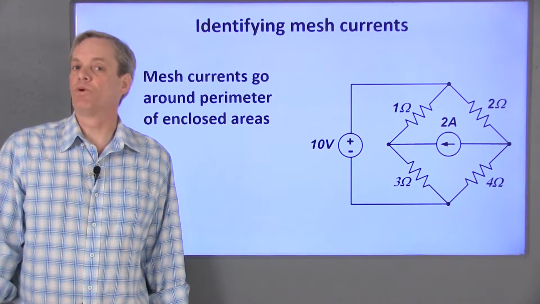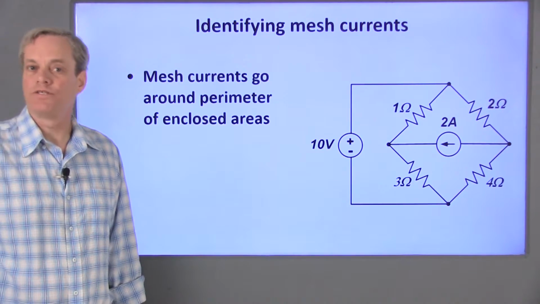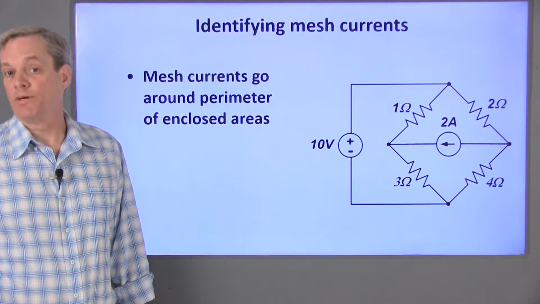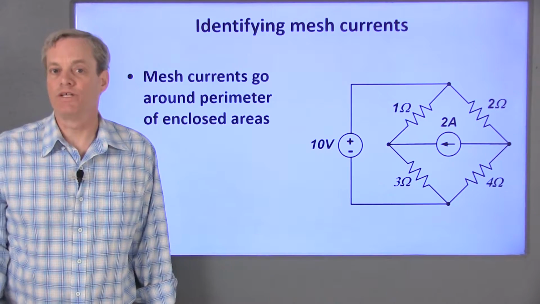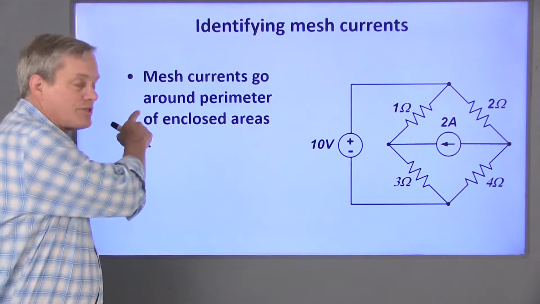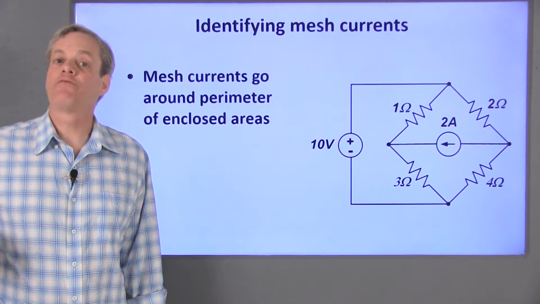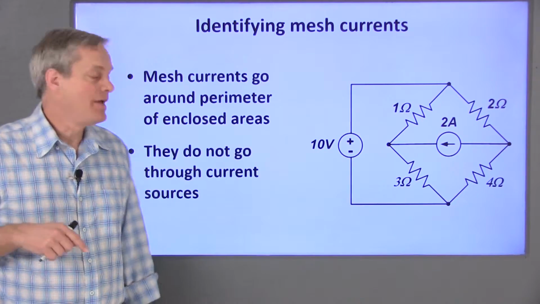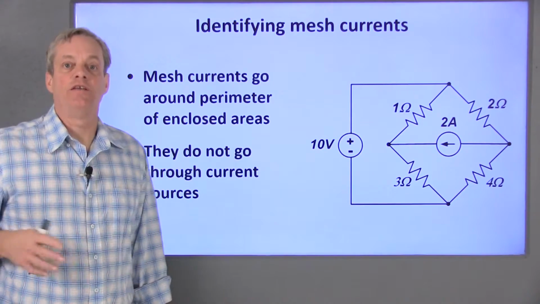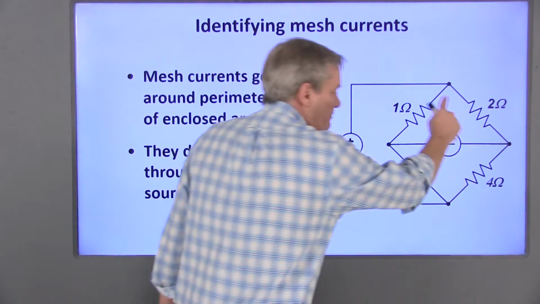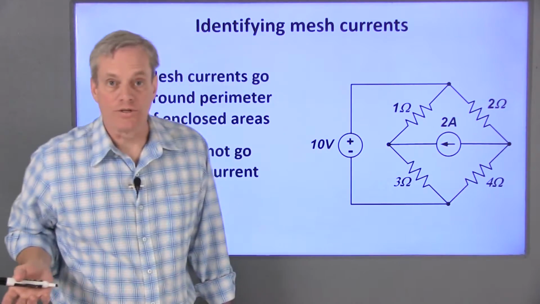Identifying mesh currents is important, since that'll tell you how many equations you need to write and solve. Here are a few guidelines about how to determine the number of equations you'll need if you use mesh analysis. Mesh currents go around the perimeter of enclosed non-overlapping areas after you've removed current sources. If you define them efficiently, no mesh currents will go through current sources. This circuit, for example, will have two mesh currents.